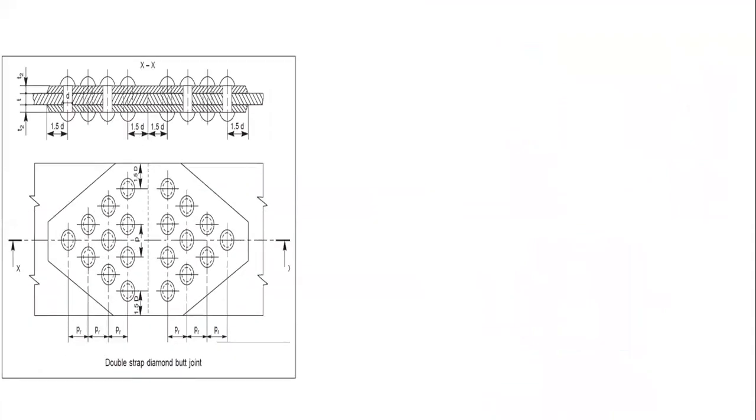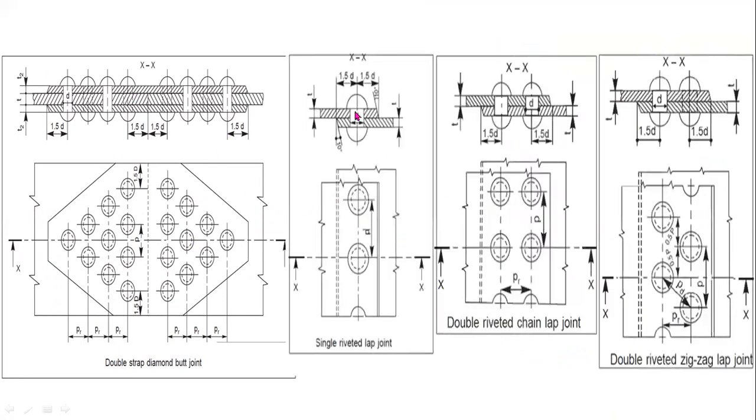So you can observe this is a double strap diamond butt joint, and this is the single riveted lap joint. This one is also a lap joint, a double riveted chain lap joint. This one is a double riveted zigzag lap joint.